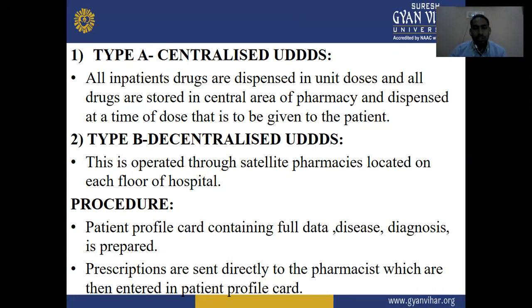Procedure of the unit dose drug distribution system of type B. A patient profile card containing full data, disease, and diagnosis is prepared, and prescriptions are sent directly to the pharmacist, which are then entered in the patient profile card. This is the procedure of the type B decentralized unit dose drug dispensing system.